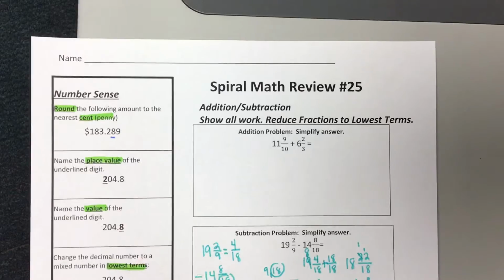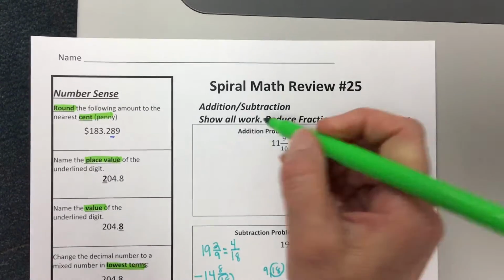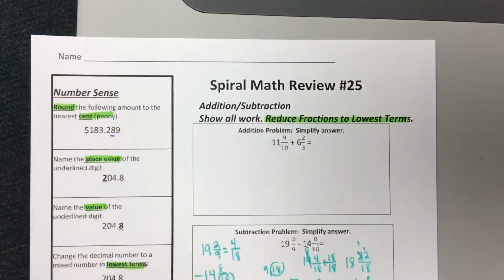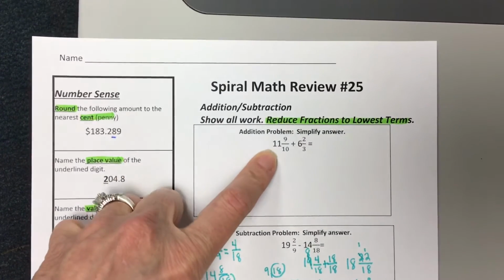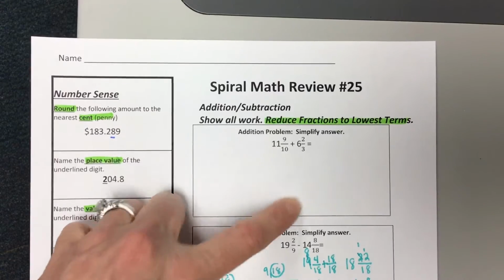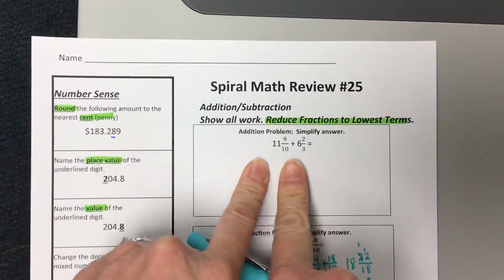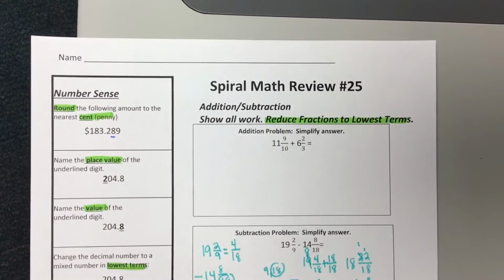When you are adding, you will add the fraction place first and then the ones place. If you end up with a fraction greater than 1, you need to change it to a mixed number and add that mixed number to your whole number.